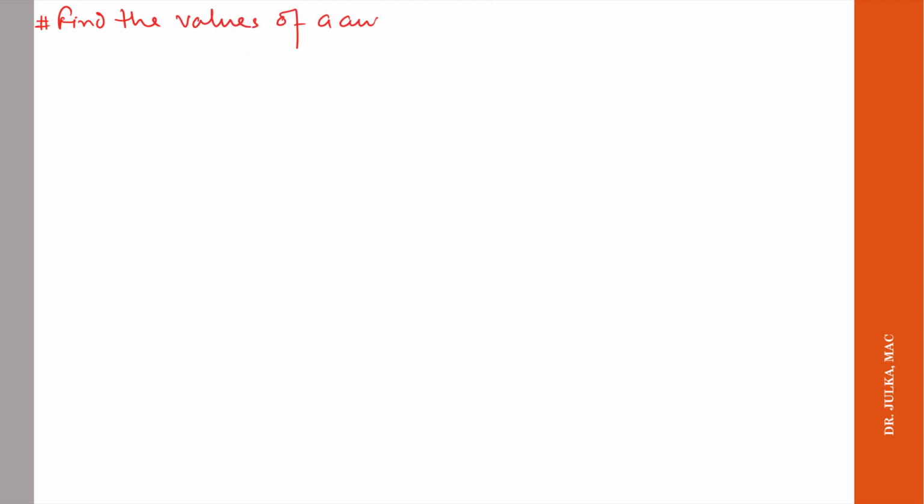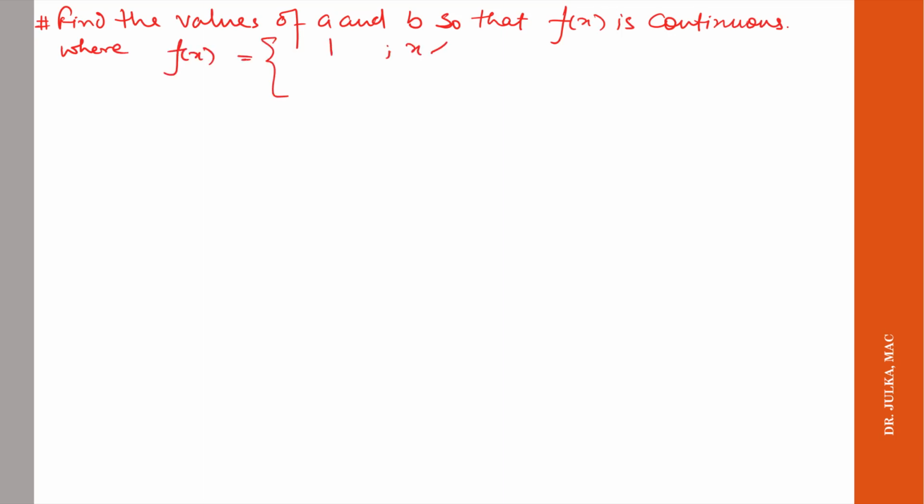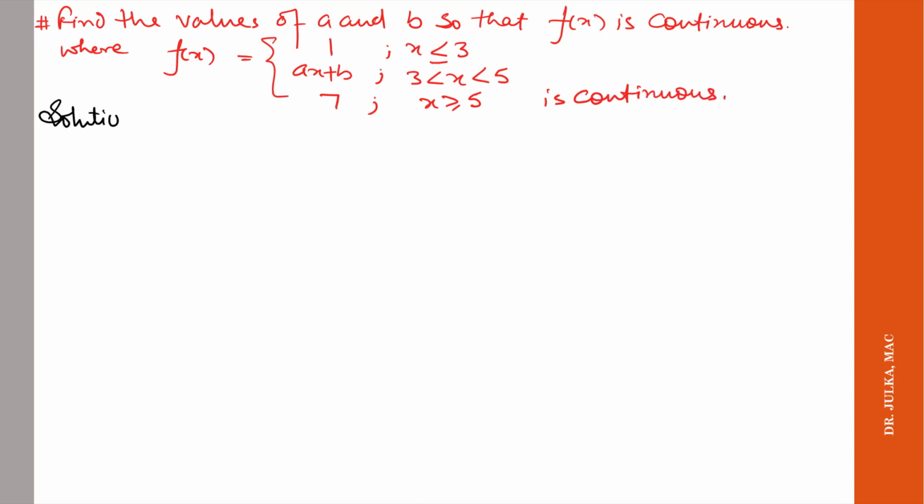Next example. Find the values of a and b so that the function is continuous, where f(x) equals 1 when x is less than or equal to 3, ax plus b when x lies between 3 and 5, and 7 when x is greater than or equal to 5. Here we have two turning points, 3 and 5. So the function is continuous at x equals 3 and continuous at x equals 5. Start with continuity at x equals 3.